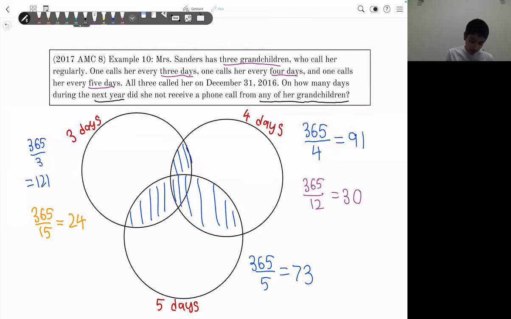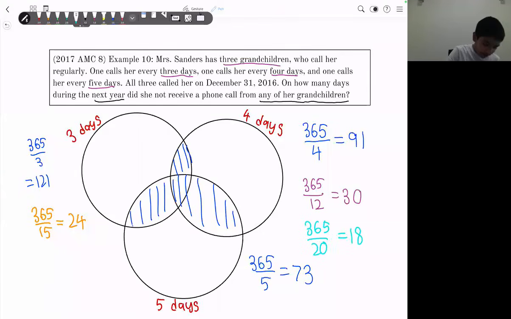Now, what about the two grandchildren who call every 4 days and every 5 days? Well, again, in order to call every 4 days and 5 days, you need to call every 20 days. Because the first one calls every 4 days, the second one calls every 5 days, so they both call cumulatively every 20 days. So the number of ways they both call is 365 divided by 20, which is equal to 18.